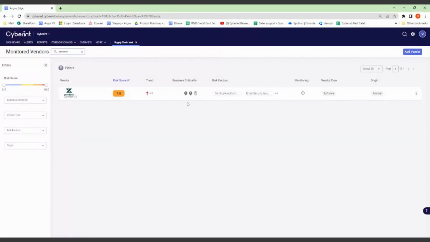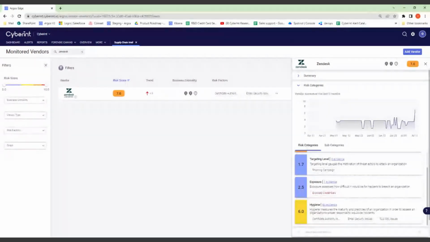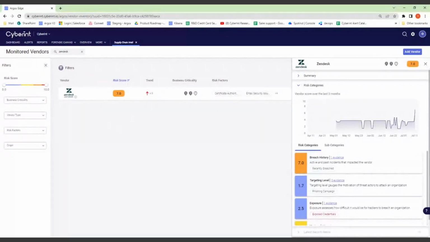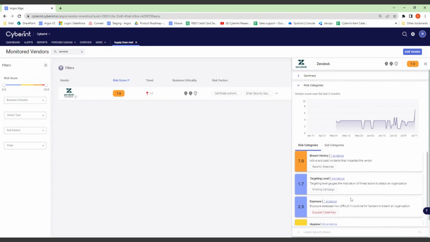All right. So this is the dashboard, and I wanted to show you two examples of what it would look like to monitor a company like Zendesk. As you look at Zendesk, you can get a summary of that organization, but there are four factors that roll up into the final risk score of Zendesk. One of them is the breach history, targeting level, exposure, and hygiene, as we mentioned.